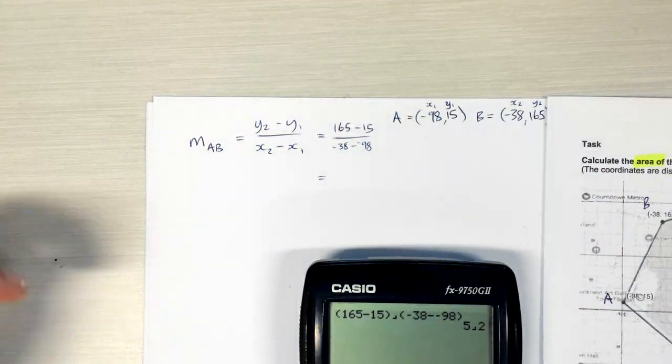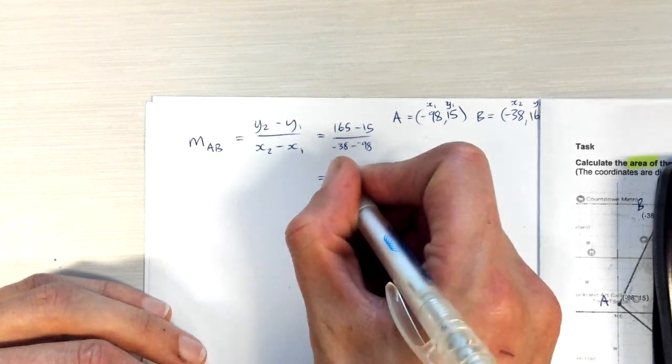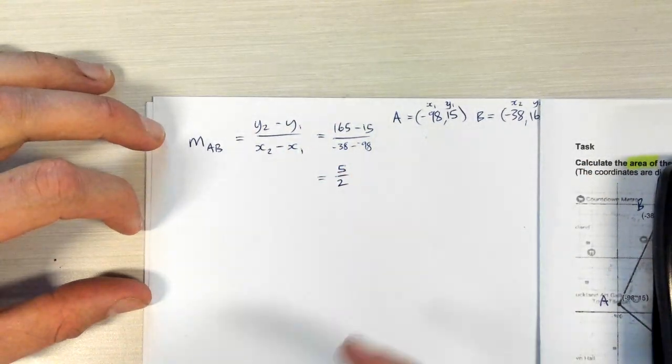So it's got 5/2. I actually like fractions. I tell my class that fractions are your friend, decimals are the devil. So I'm going to stick with 5/2 as my gradient. So that's the gradient from A to B.